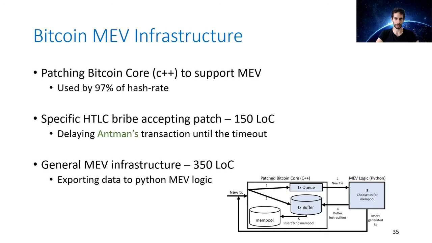We show this is not the case by patching the popular Bitcoin Core client. Our first patch is to support the HTLC bribe attack, requiring only 150 lines of code. The code identifies Batman's bribe, delays Ant-Man's transaction, and includes Batman's transaction after the timeout elapses. We also created a general MEV infrastructure. Using RPCs, it exports transaction data to an outer Python module, where one can implement any MEV logic of choice. For example, we implemented the MAD-HTLC enforcement logic, a miner looking for published preimages and creating a transaction of her own. This patch required 350 lines of code.